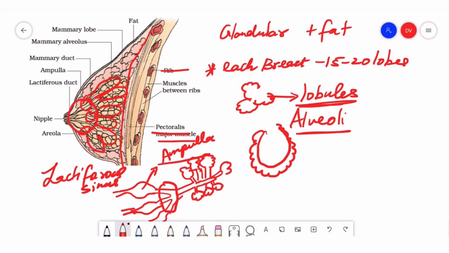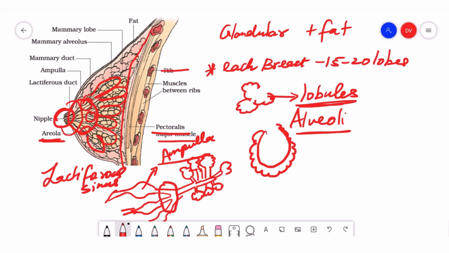All these lactiferous ducts will join to a point. This is known as the nipple. This point is known as the nipple region, and that is surrounded by a pigmented region which is known as areola. The dark pigmented region surrounding the nipple is known as areola.